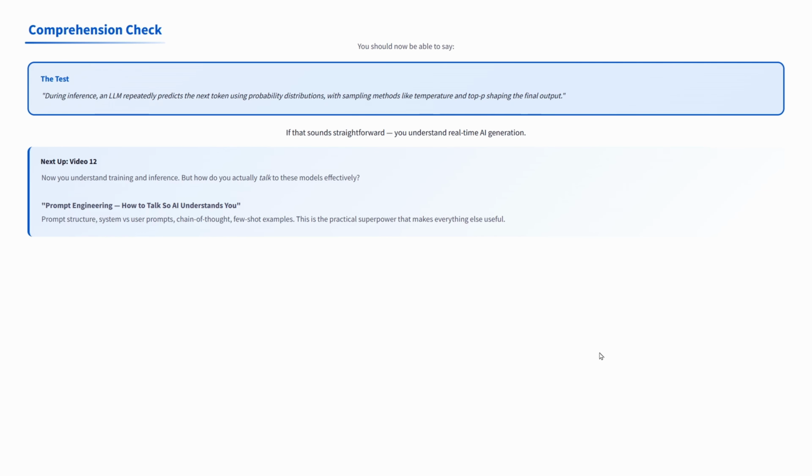Next time when someone asks you why ChatGPT gave you a different answer today than what you got yesterday, you know exactly why, right? That is temperature, sampling, and the beautiful randomness of inference.